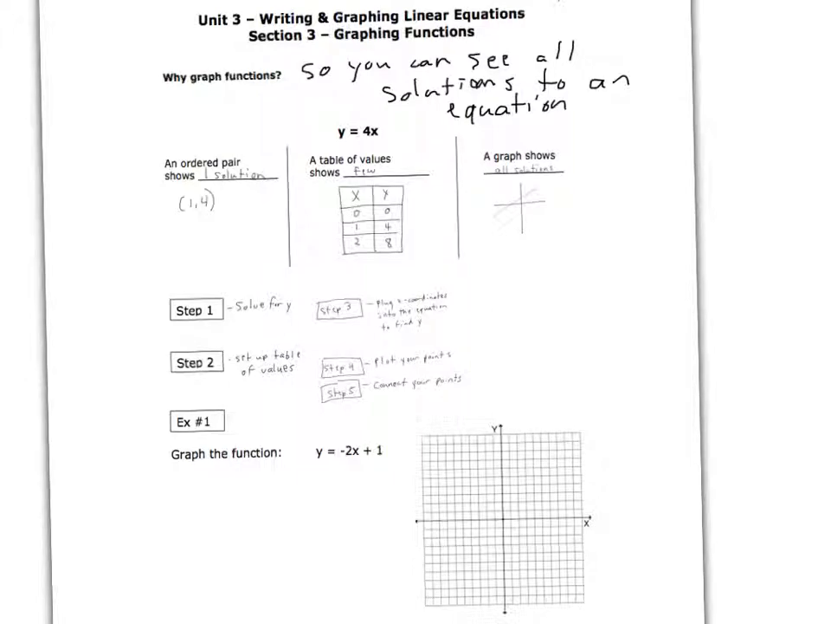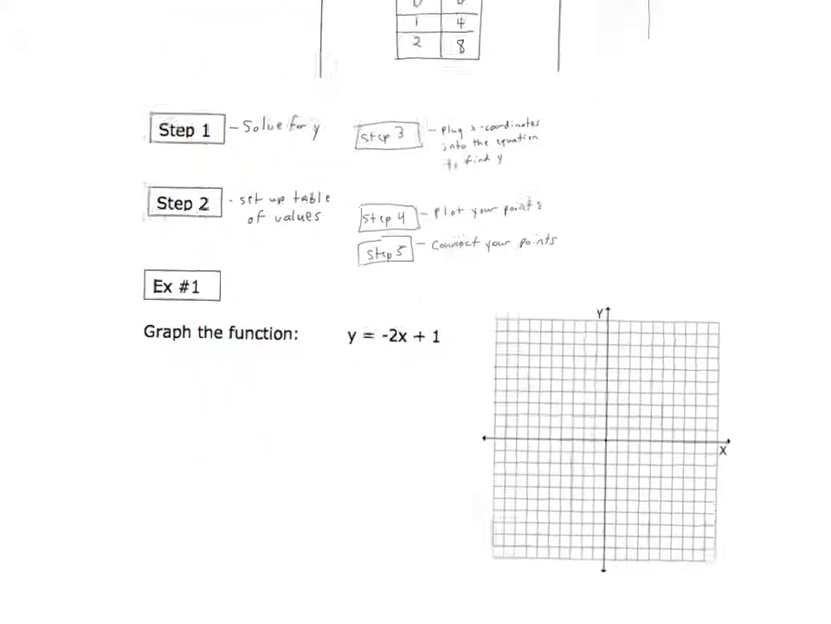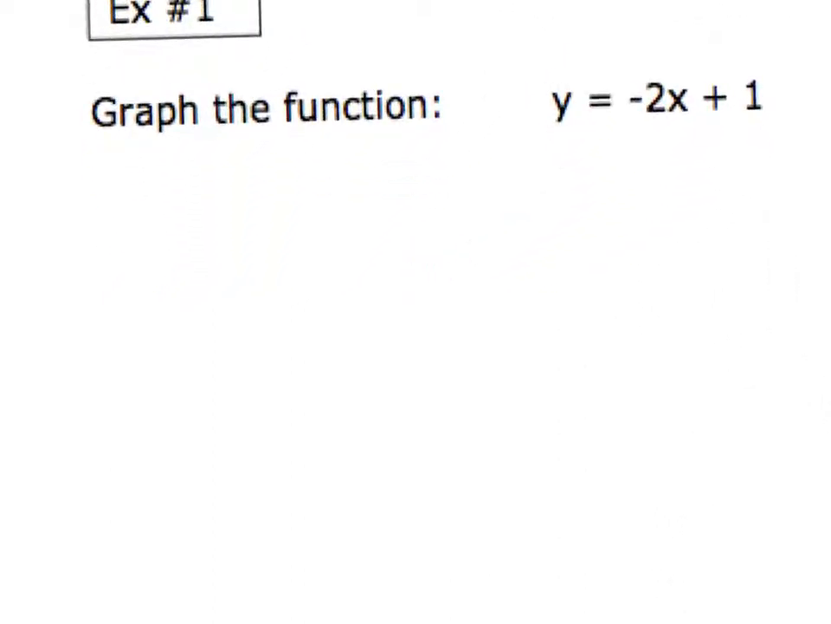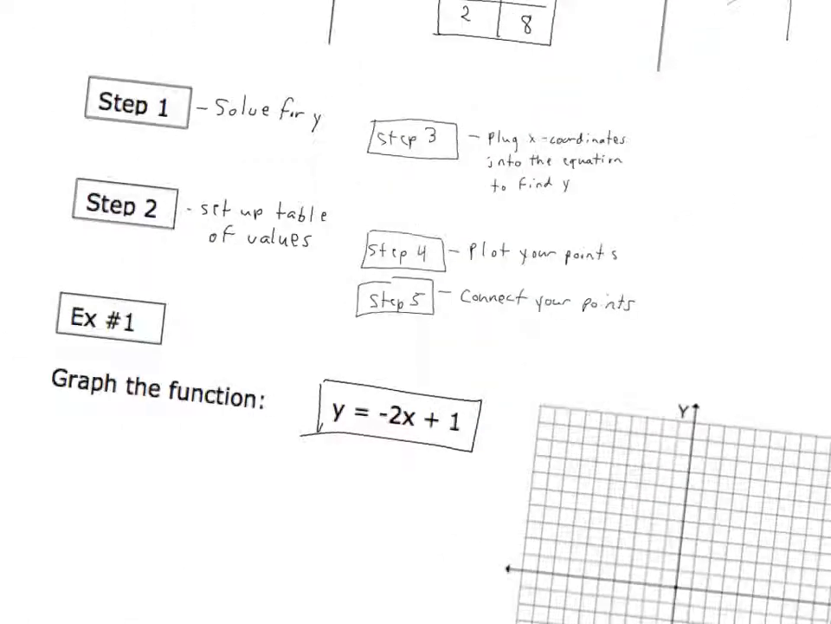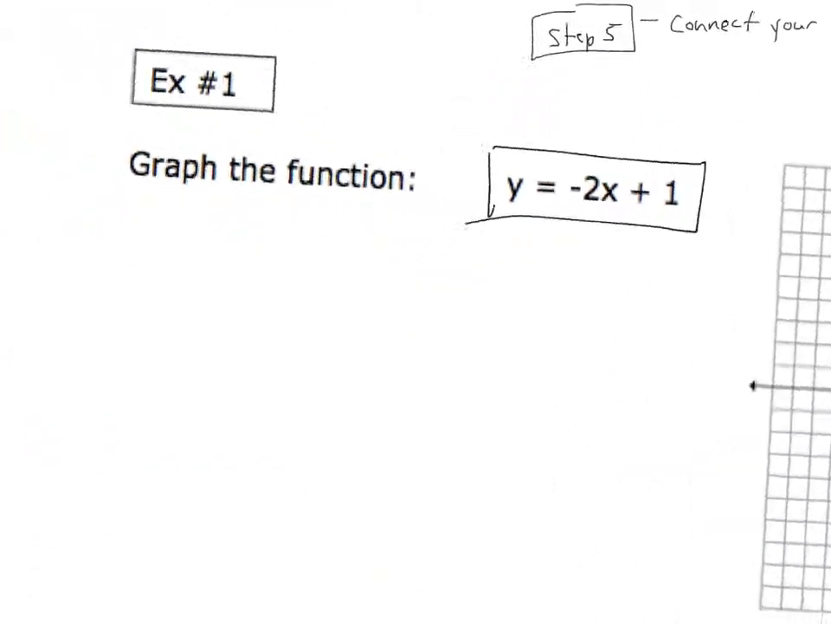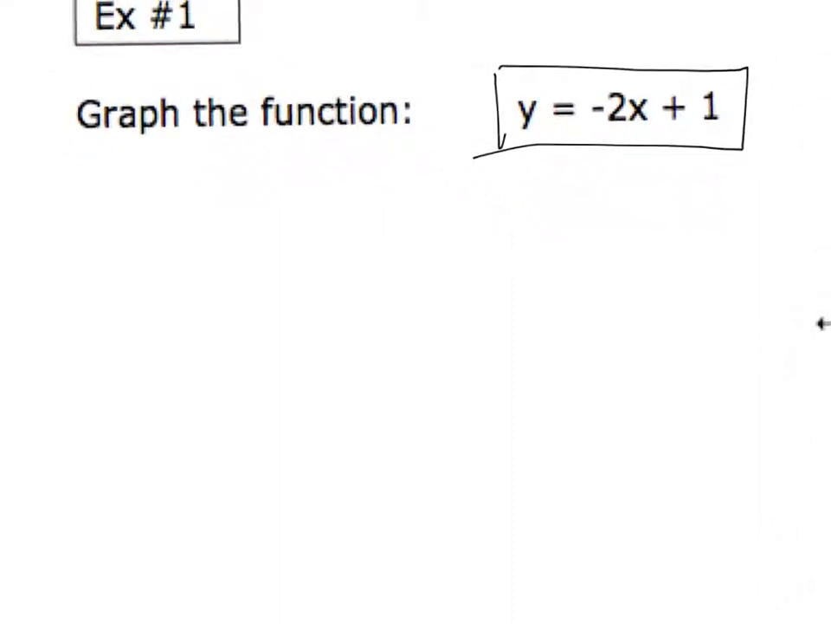So we're going to try a couple of these. Okay, so let's look at number 1. Graph the function y equals minus 2x plus 1. Well, we know the first step is to solve for y, but fortunately, this equation is already solved for. Okay, so we can go ahead and go to step 2, which, if you remember, was to set up a table of values. Okay, so let's go ahead and set up a table of values.